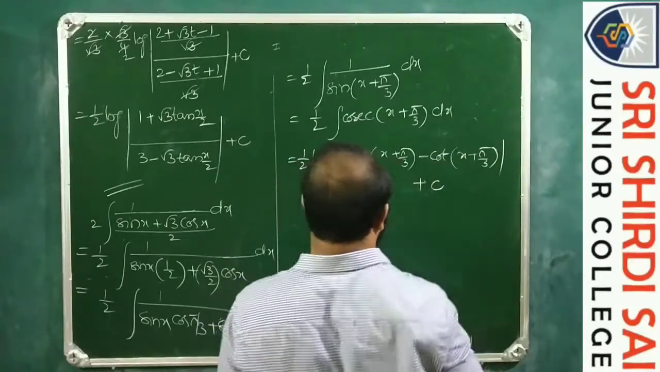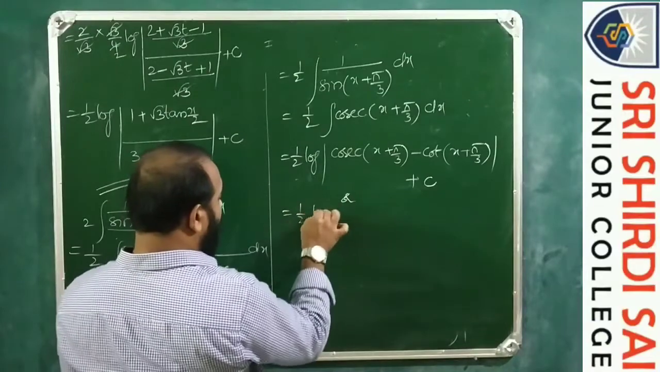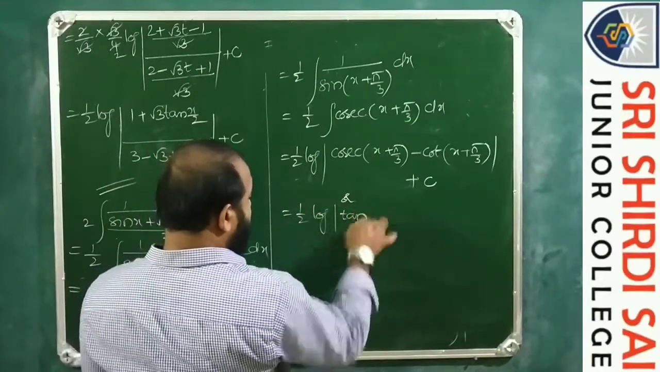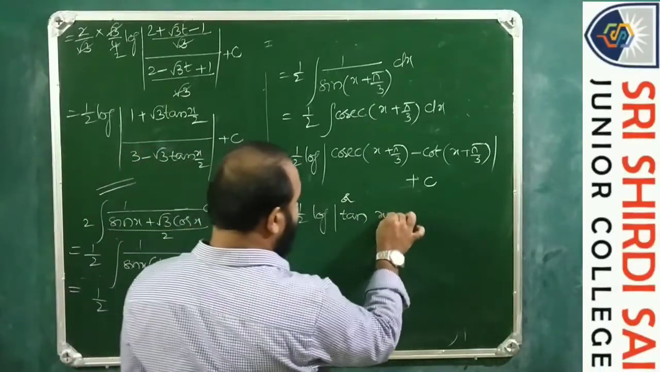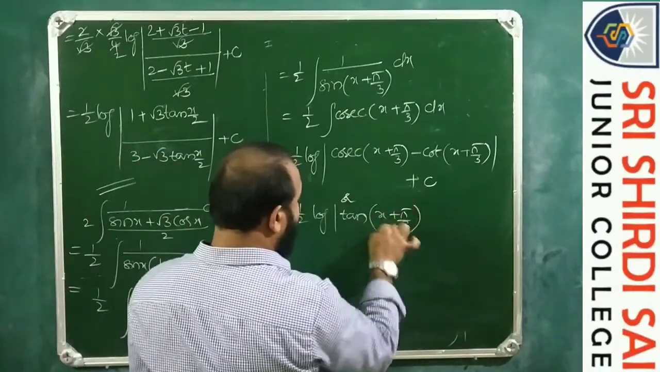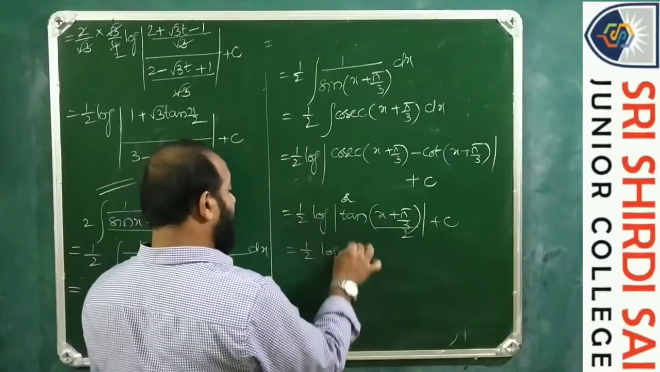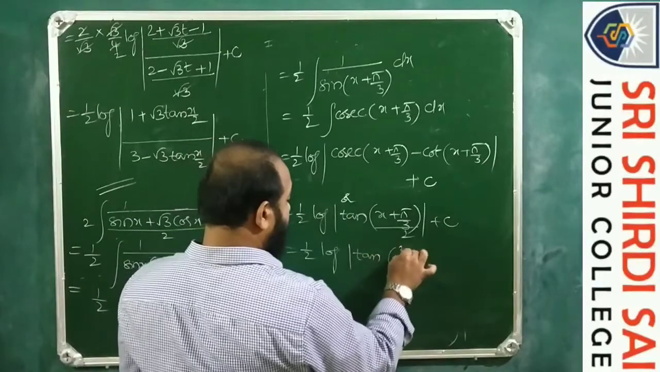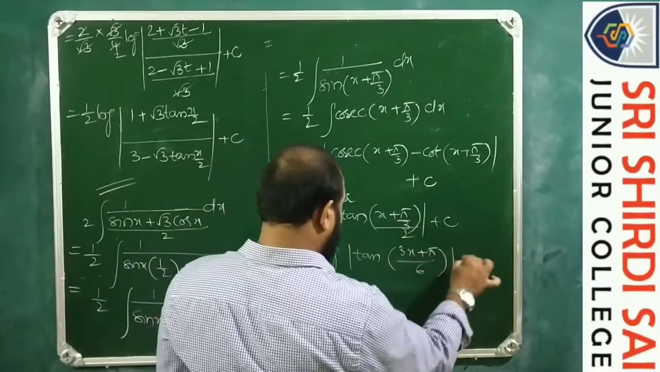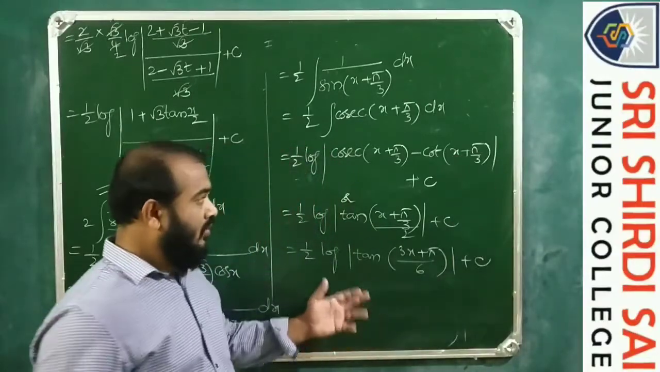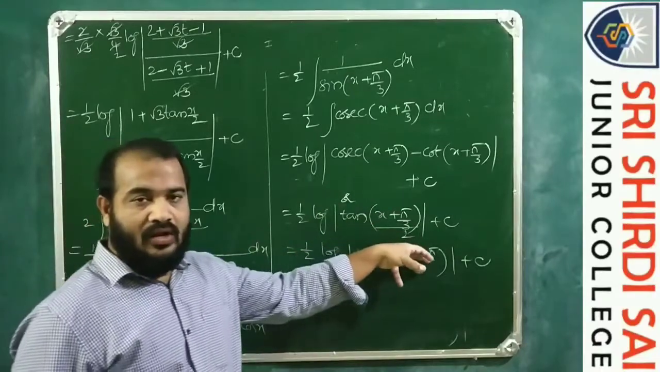constant of integration c. Or even we can write 1 by 2 log mod tan x by 2. That is also one of the formulas. X here is x plus pi by 3, by 2, plus c. This is equal to 1 by 2 log tan of x plus pi by 3 by 2, or 6, plus constant of integration c. So we can do this problem in this way as well.